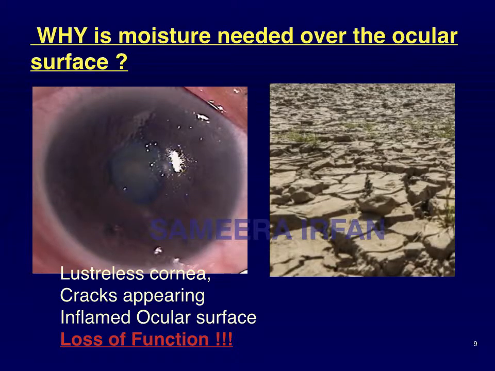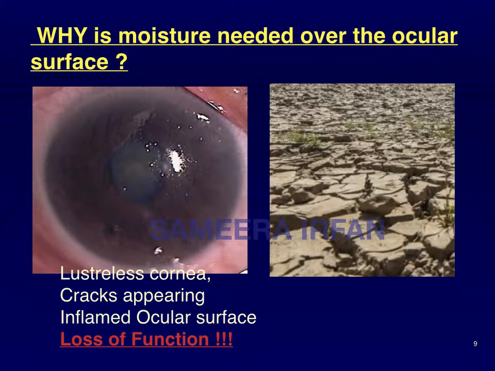This slide just shows why moisture is so important over the ocular surface. If in between blinks the cornea is exposed all the time and there is a lack of tear film, or there is deficiency of aqueous or meibum or the mucins, then the cornea becomes hydrophobic. That hydrophobic cornea is dried up, it becomes lusterless, and epithelial defects or cracks appear on the corneal surface. The whole eye becomes irritable, inflamed, red, and it loses its function.